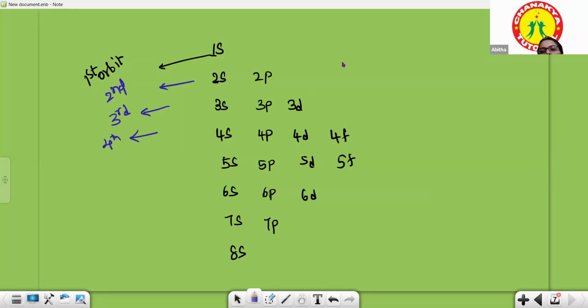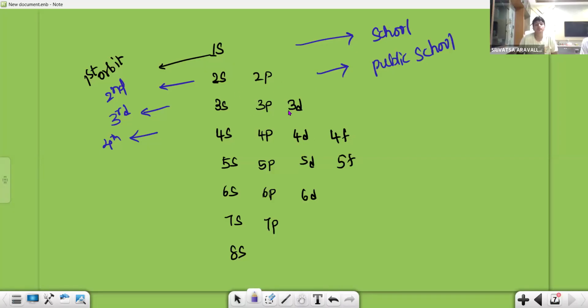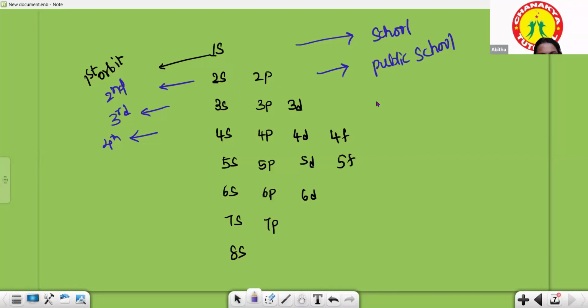I can give you a trick here. In the first orbit, you can find only S. In the second orbit, you can find S subshell and P subshell. In the third orbit, you can find S, P, and D subshell. In the fourth orbit, S, P, D. You can memorize it like school. Next, public school. In public school, P and S. Next, DPS. You can memorize it like Delhi Public School.